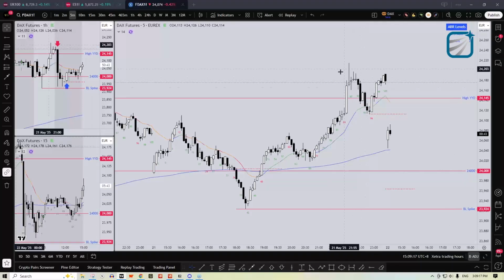Why is it difficult in practice? Because you don't know how big that second leg's going to be. It can be very small. It doesn't have to be symmetrical. It's rare to just get A, B, C, Ds. But some traders do trade that.